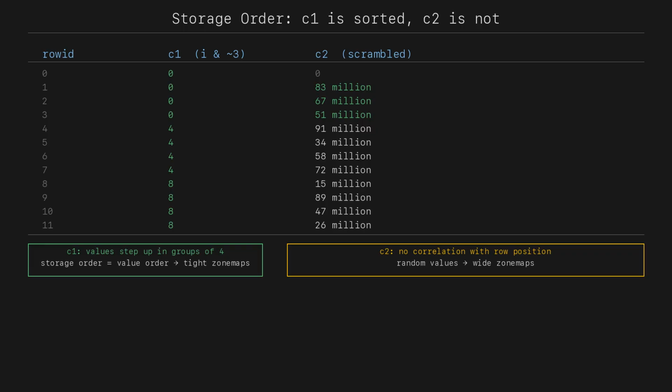Now look at C2. Row 0, 0, row 1, 83 million, row 2, 67 million, row 3, 51 million. There's no pattern, no correlation between where the row lives physically and what value C2 holds. That's the entire difference between a 13 millisecond query and a 668 millisecond query.